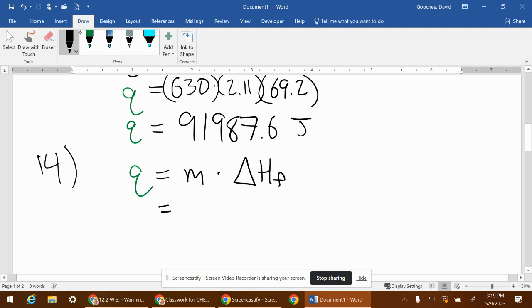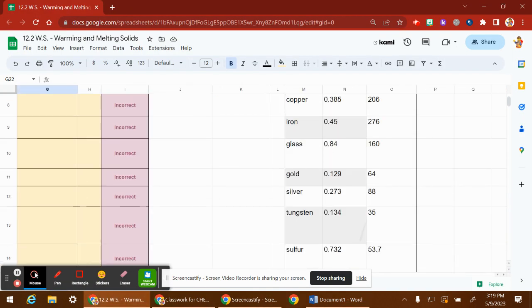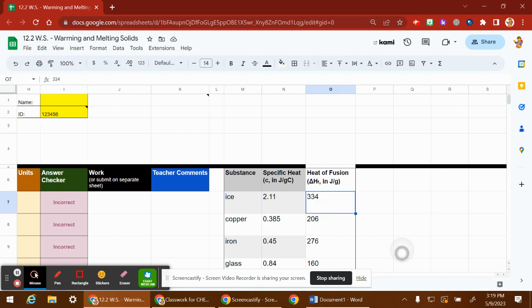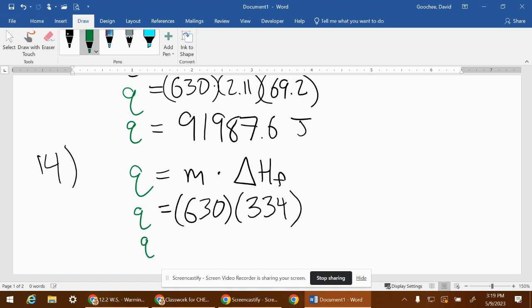Now, mass, we still have 630 grams. It does not change just because we got it warmer. And the heat of fusion for ice, the energy that it takes to melt ice, and let me go to the worksheet, is 334 joules per gram. It takes a lot more energy to change something's phase than to merely get it a little bit warmer. So the energy it takes to melt this ice is equal to 630 times 334.